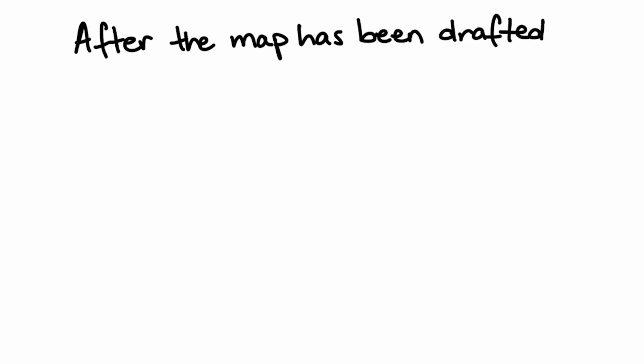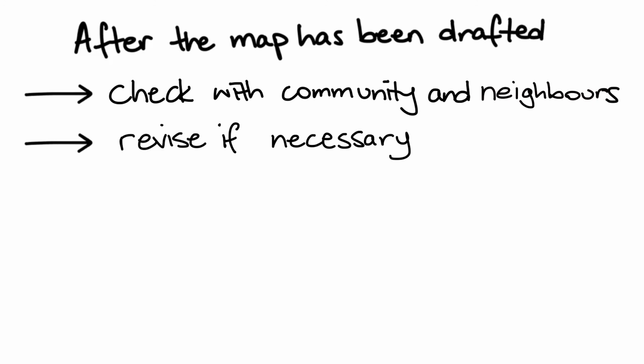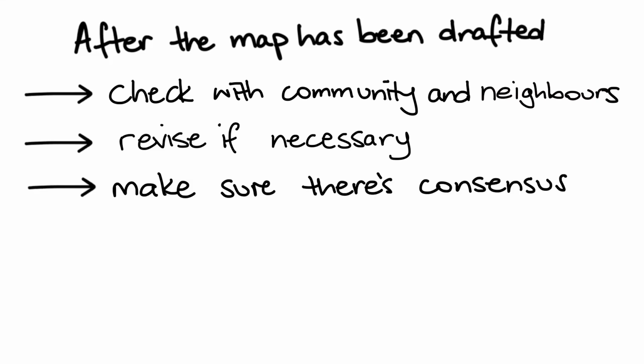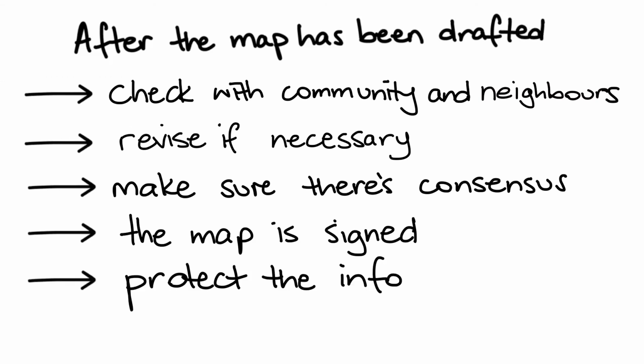Step 4. After the map has been drafted, check with the community members and neighbouring groups. Revise if necessary. Make sure there's consensus. Once everyone agrees, the map will be signed. Protect the use of this information and share copies with the community's members and the members of neighbouring groups.